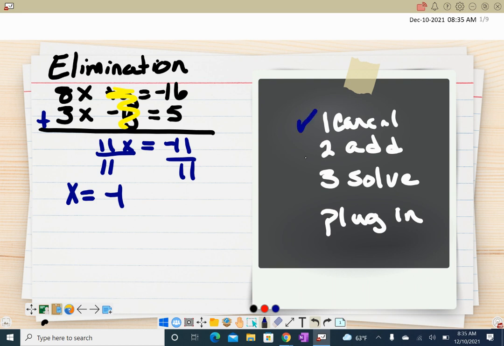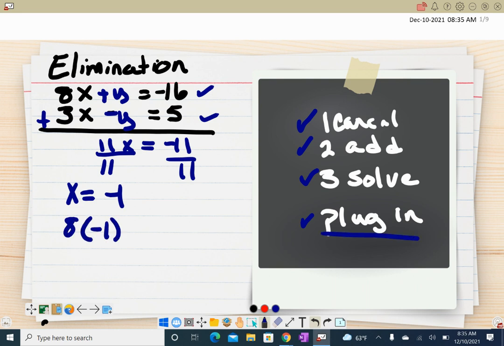All right, I canceled, I added, and I solved. Now I have to plug in. And please remember, it does not matter. This was plus y, and this was minus y. It doesn't matter which one you choose, you pick. And I think the first one would be easier. So x equals negative 1. So instead of saying 8 times x, I'm going to say 8 times negative 1. I have plugged in. Instead of x, I put in negative 1.